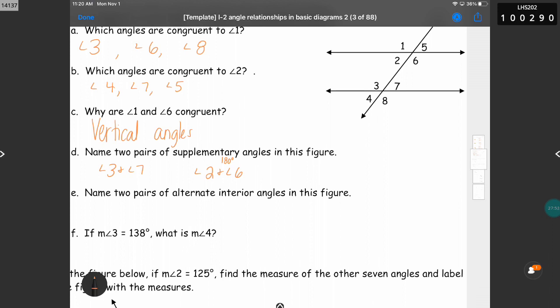It could have been 1 and 5, it could have been 1 and 2, it could have been 5 and 6, it could have been 3 and 7, it could have been 3 and 4, it could have been 4 and 8, it could have been 7 and 8. It could have been any of those combinations.